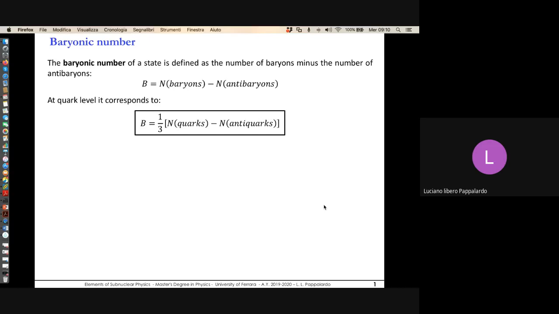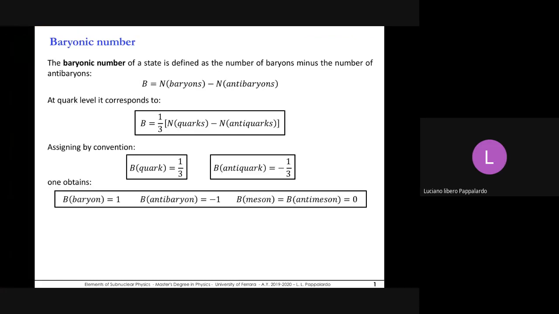So let me start with introducing a new quantum number, that is baryonic number. We have actually already introduced this number. Let's now go into some more detail. The baryonic number of a state is defined as the number of baryons minus the number of antibaryons. But of course, we can translate this also at the quark level. At the quark level, it corresponds to the number of quarks minus the number of anti-quarks divided by 3.